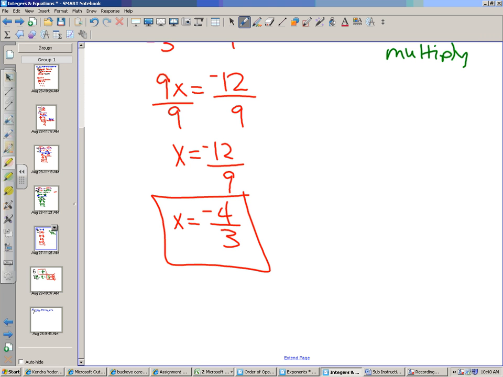You also could do negative 1 1/3. However, why go that extra step and force yourself to possibly make a mistake? So just go ahead and leave it alone.